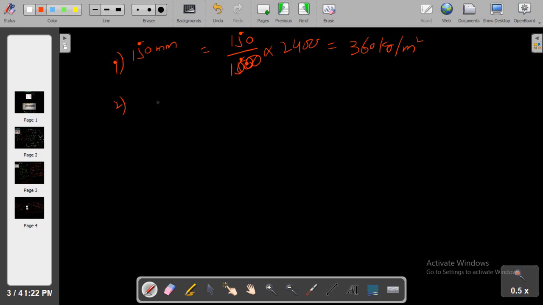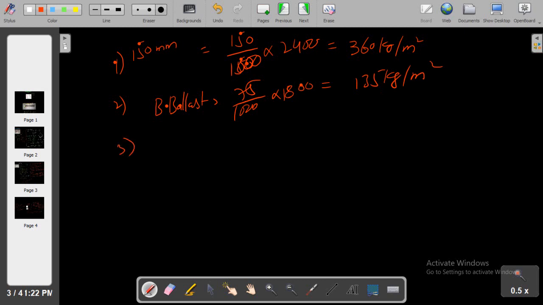Second, we have brick ballast. So for brick ballast, the thickness is 75 divided by 1000 times the density of the brick ballast. It is also given in those tables, it is 135 kg per square meter.